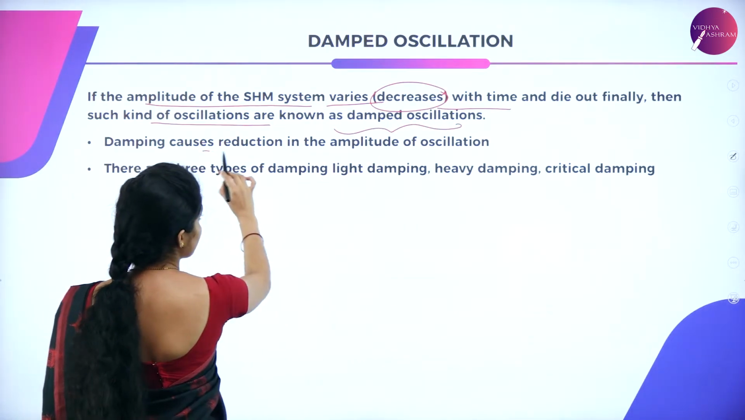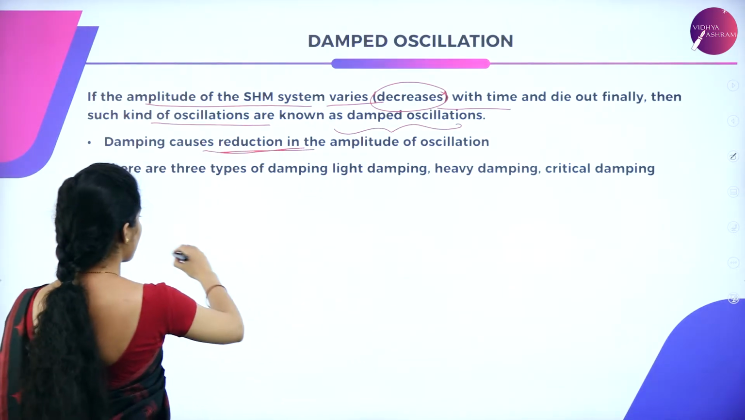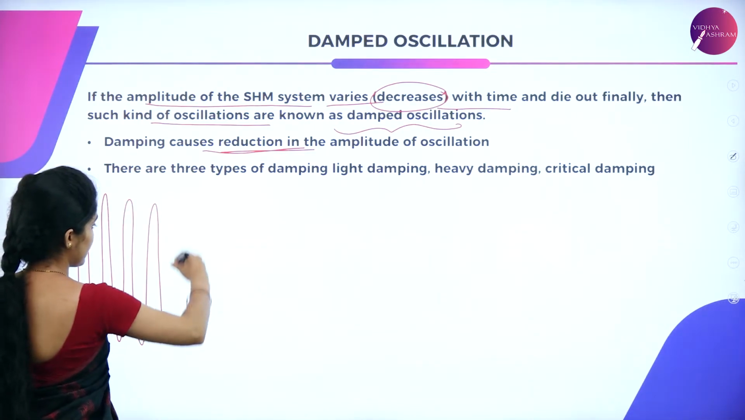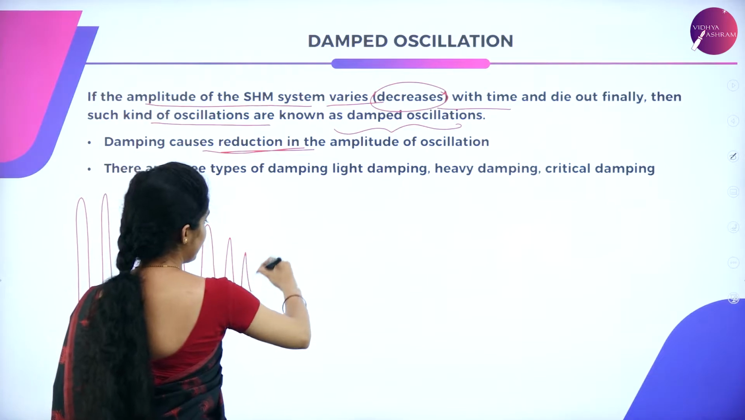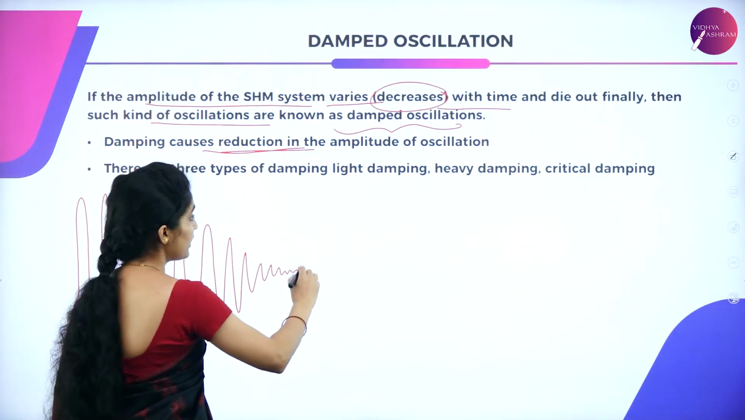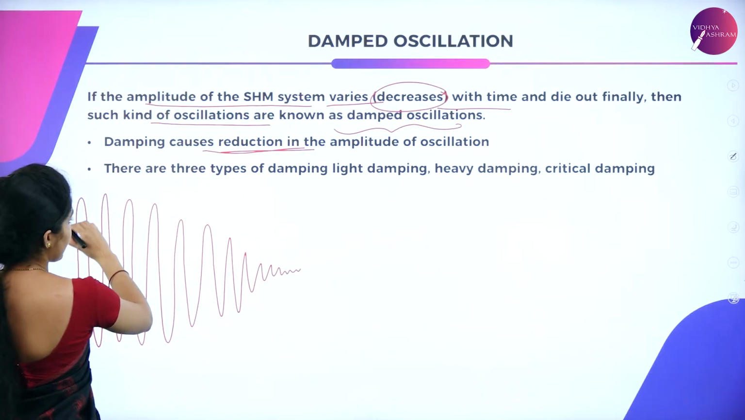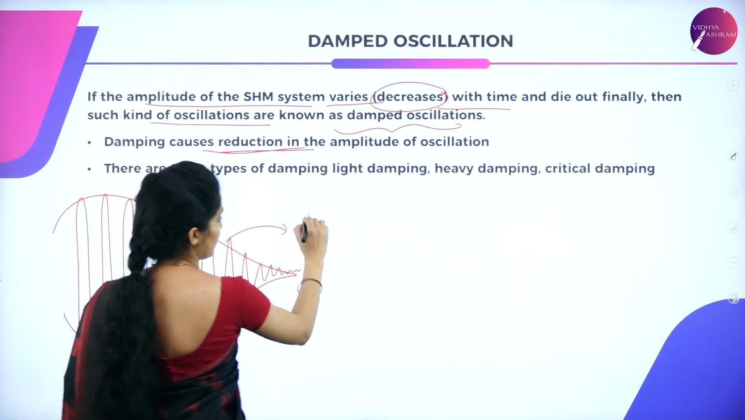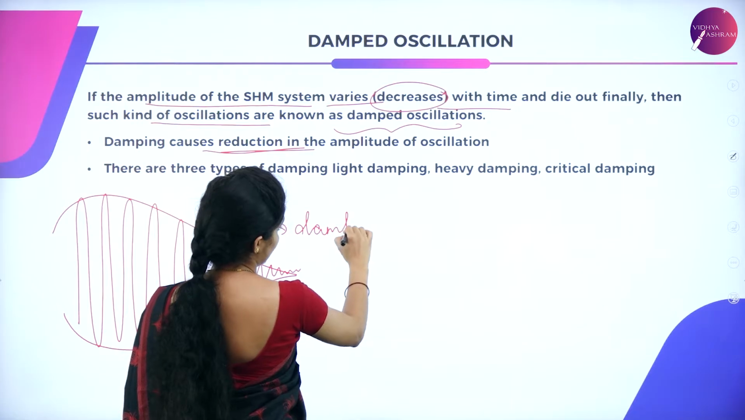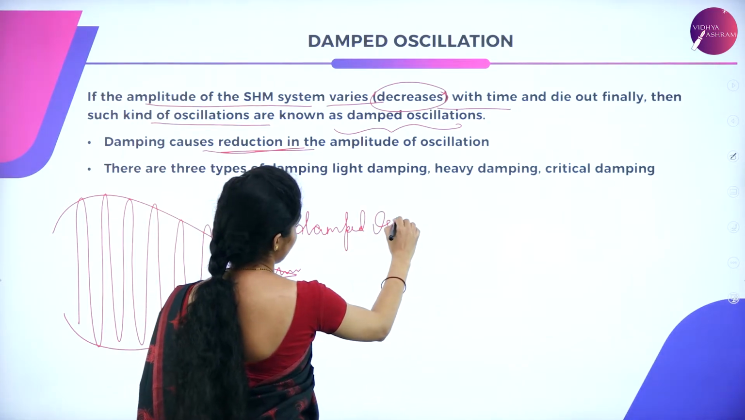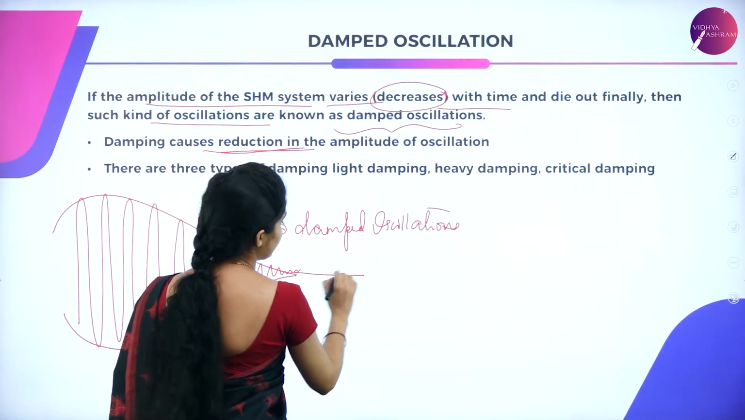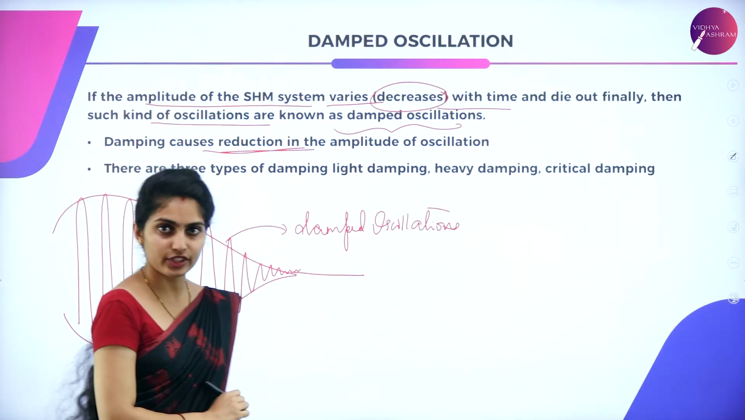So damping causes reduction in the amplitude. Suppose you have your amplitude, it starts reducing and it stops. So this is a kind of damped oscillation where further amplitude is not seen.